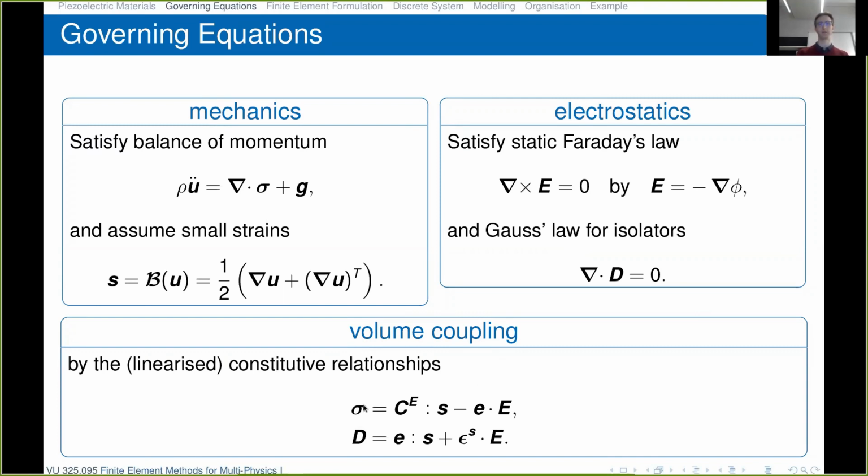So we have the sigma, which we will have to insert in our mechanics equation, that is made up first by the mechanical quantity strain, but also by the electric quantity, the electric field. And similarly for the dielectric displacement, we have a coupling from the mechanical quantity strain and the electrical quantity.